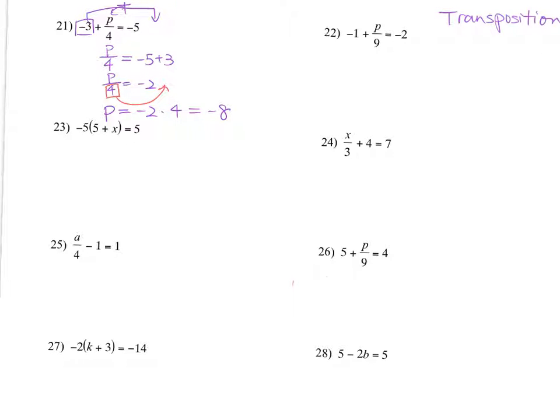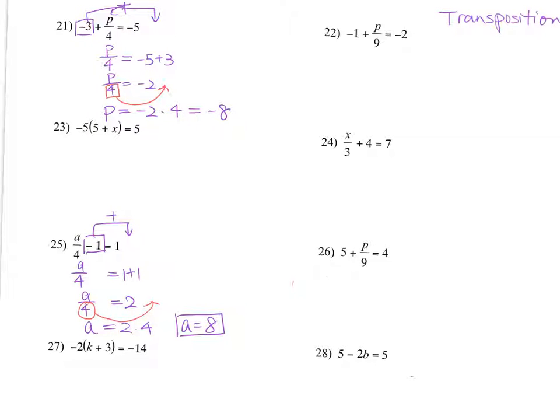Okay, so let's do another one. Let's do number 25 here. I have a over 4 minus 1, and I'm going to start with the numbers, bring it to the other side, changing the sign. I should have a over 4 left on this side. This becomes 1 plus 1. So if I simplify that, 1 plus 1 is 2. And now I need to take the denominator and bring it over to the other side, becomes the numerator, which makes it 2 times 4. So my final answer is a equals 8.